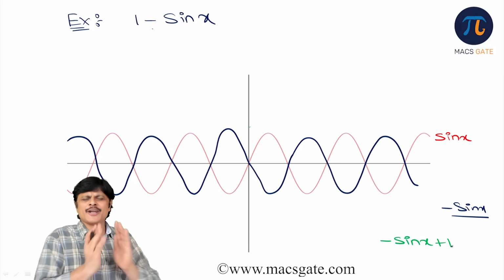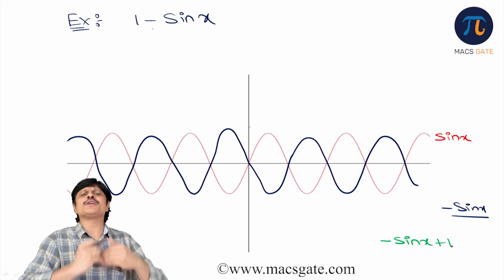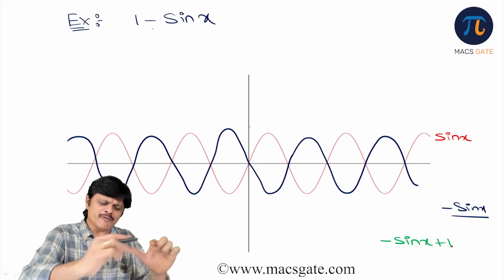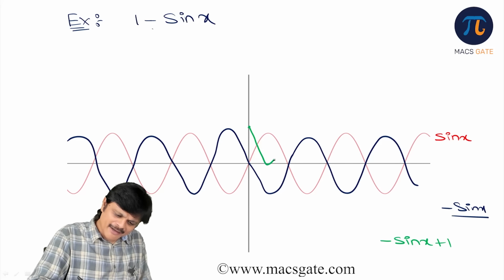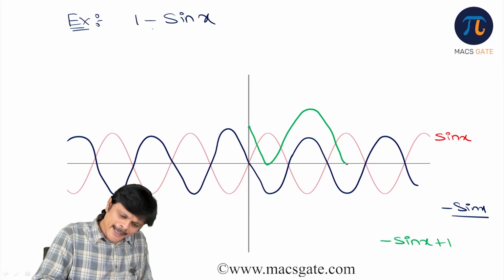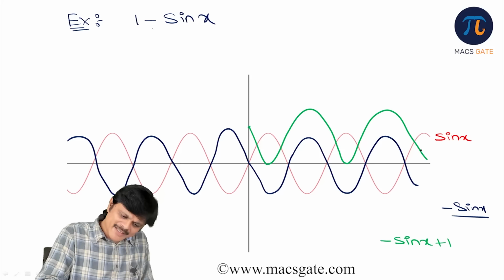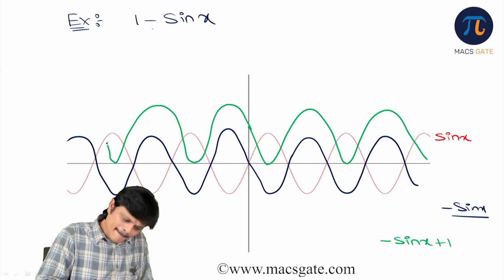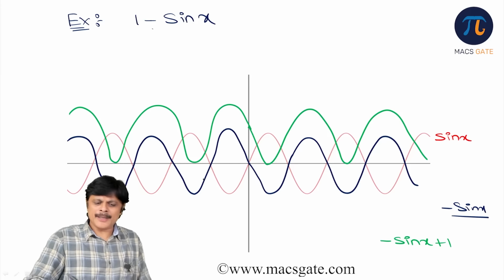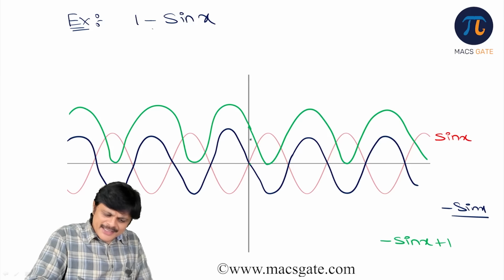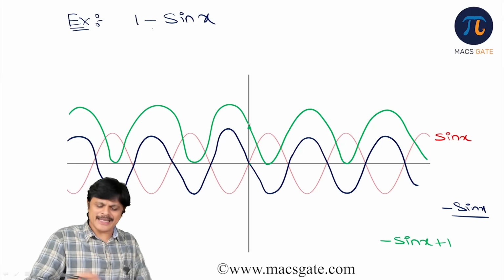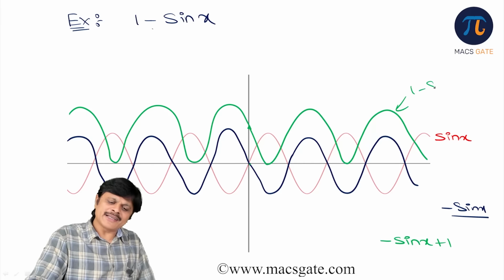What is it, sir? Whatever minus sin x is there, you shift it 1 unit up. So the same graph you have to shift 1 unit up. You have to draw the same graph by shifting 1 unit up. Something like this. So the same black one, we shift 1 unit upwards. So here it is 0, it goes here like that. So this is your 1 minus sin x.